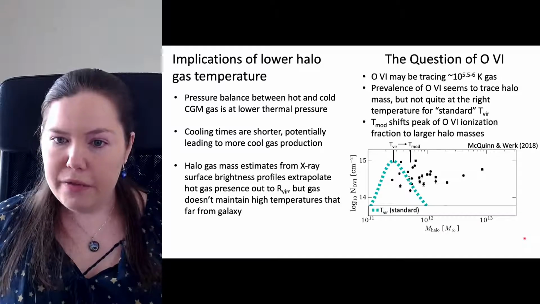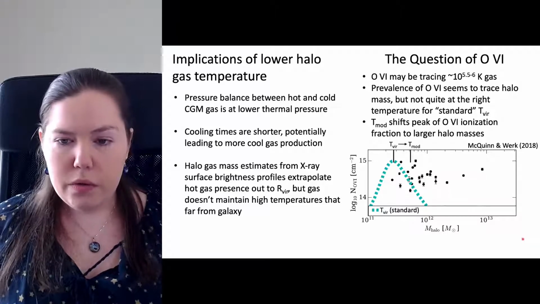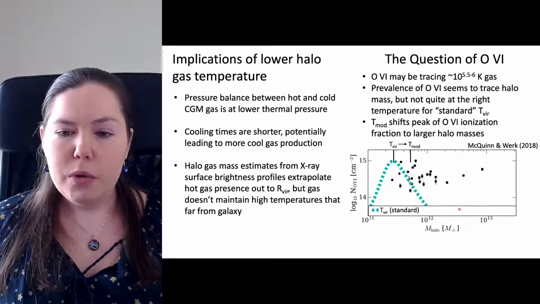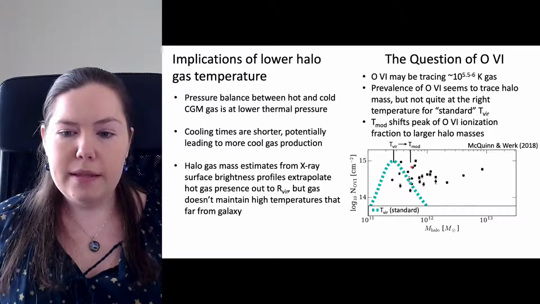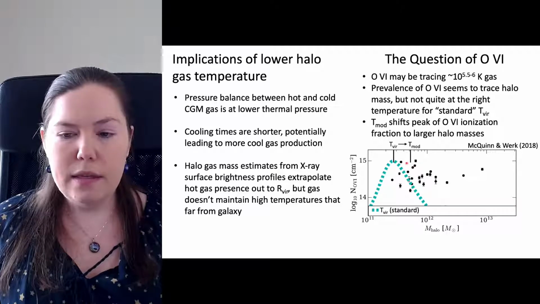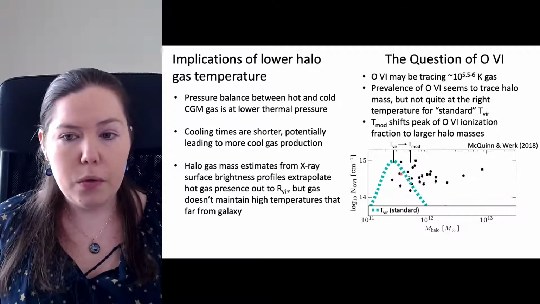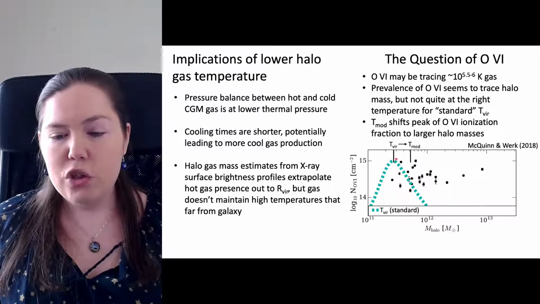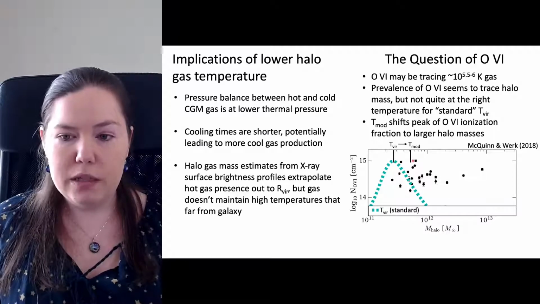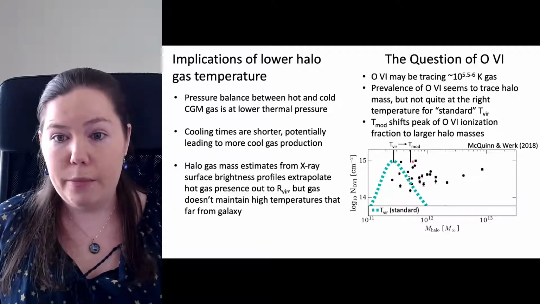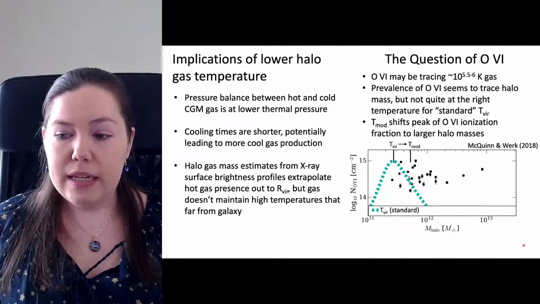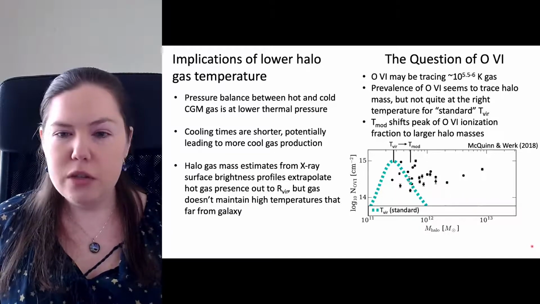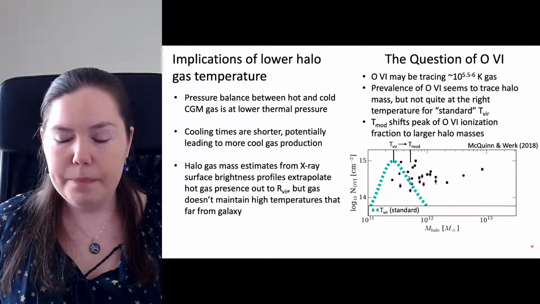However, the modified virial temperature is a little bit cooler than the standard virial temperature, which might shift the place in halo mass where we most expect to see oxygen-6, because the temperatures in these halos are a little bit cooler than would be expected, thus shifting the location where oxygen-6 is seen to slightly higher halo mass. So this could reduce this discrepancy and find that O6 is still tracing the virial temperature, just not at the same temperature that you might expect.